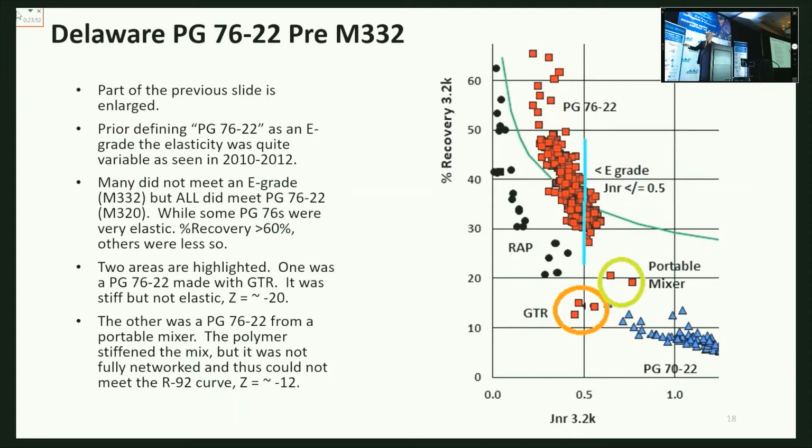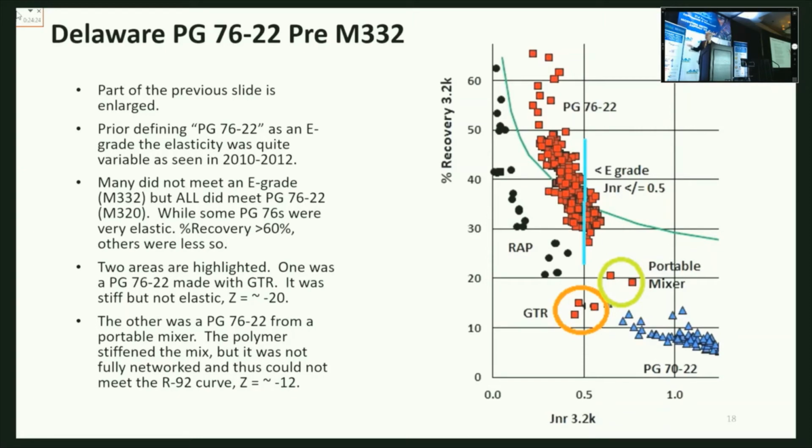And the same thing happened in the presentation I had earlier today about graphene, and it was from Mihai's lab. They put in lots of graphene, and when they ran it, it fell right down here, right where an unmodified binder is. If you did a Z of it, it would be minus 20 or minus 22, because the percent recovery was measuring the continuous phase, which is your asphalt binder, and not the graphene.